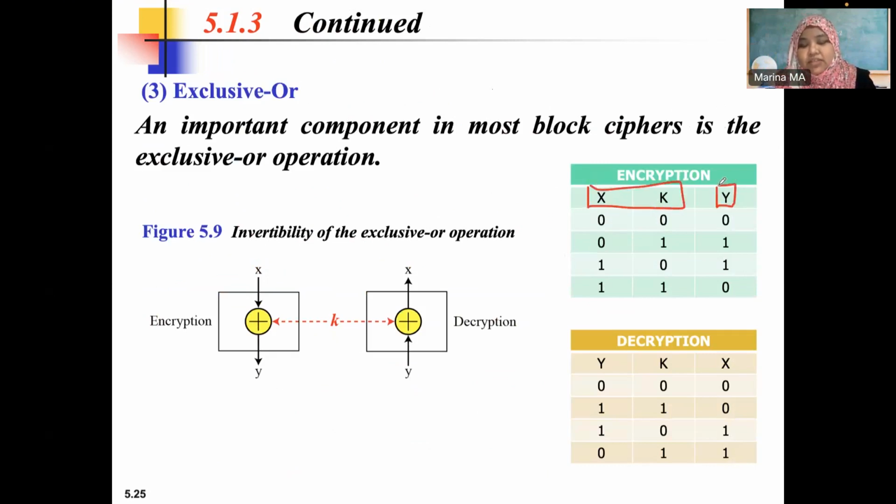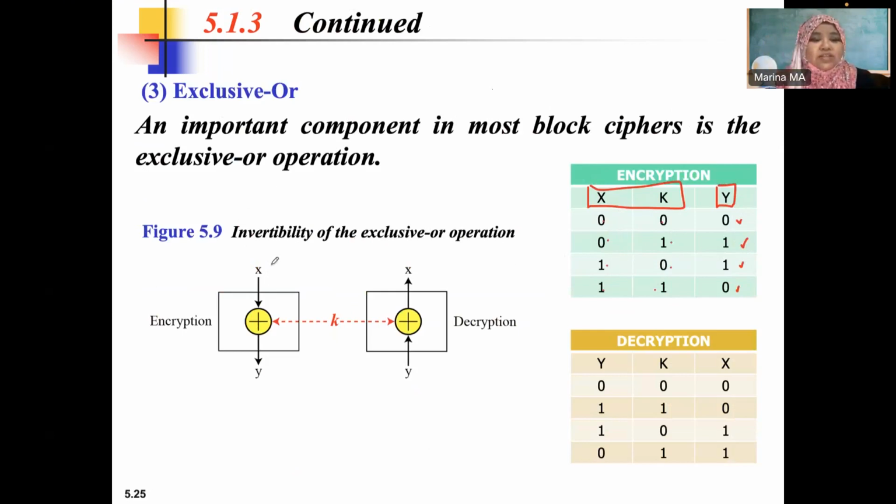If the bits are the same, 0 XOR 0 or 1 XOR 1, then your output is 0, false. But if your inputs are opposite, 0 XOR 1 or 1 XOR 0, then your answer is true, 1. All right. So what's interesting about XOR and why it is very useful in cryptography is that you can get the same result when you decrypt, when you do it the other way around.